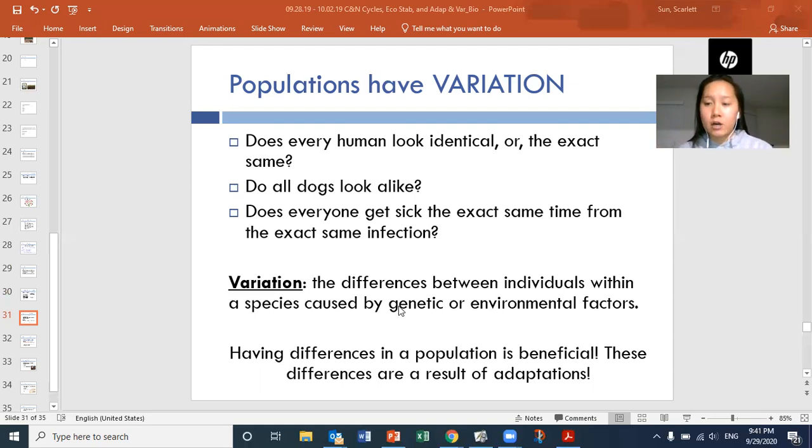Variation is also genetically caused, like the way that you look, the way that your facial structure is, how tall you are. Those things are genetic, and those are different within a whole species, right? Not every human looks the same. Not every human is the same height.